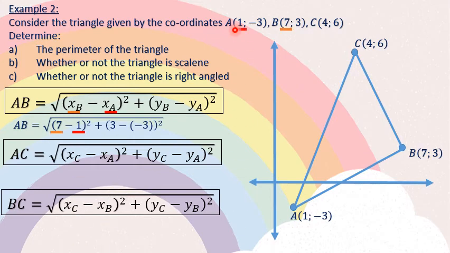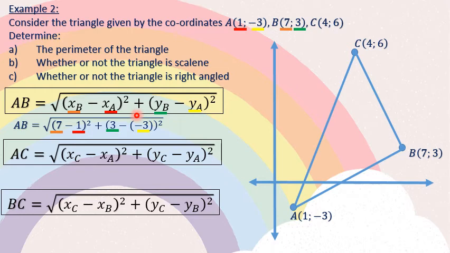The x value of A is given by 1, and so I pop in a 1. The y value of B was a 3, pop in a 3. The y value of A was a -3, pop in the -3. Do you see how the negatives together will become a positive? So this is going to become 3 plus 3, which is 6 squared.